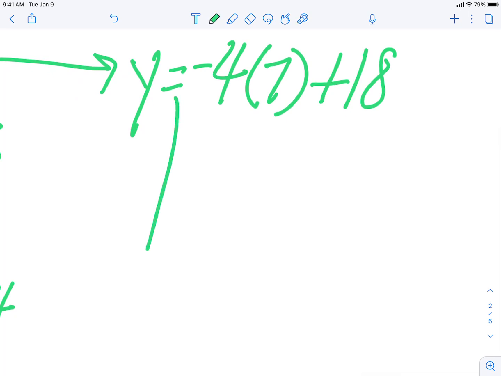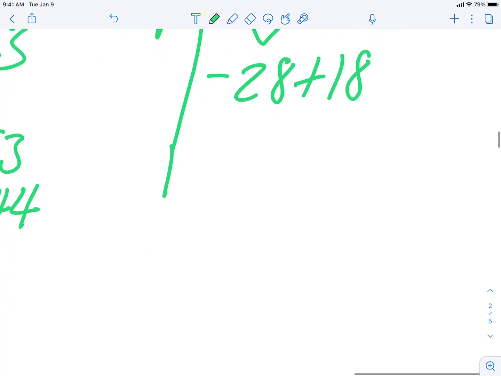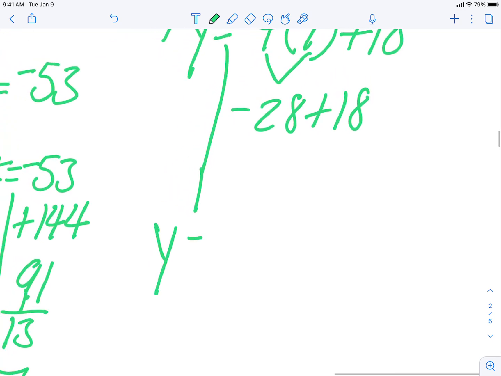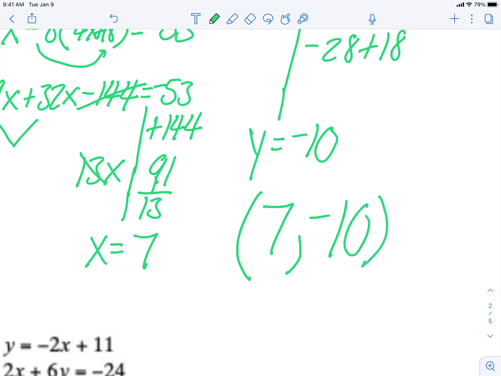So, negative 4 times 7 is negative 28 plus 18. Those are not the same sign, so I got to subtract. Y is equal to negative 10. All right. Y is equal to negative 10. So my solution is x is 7, y is negative 10.